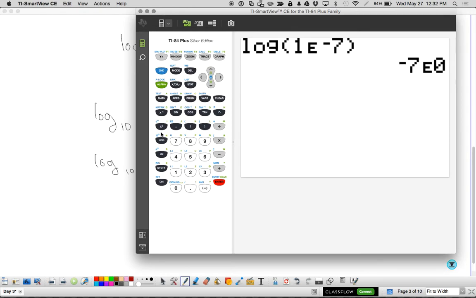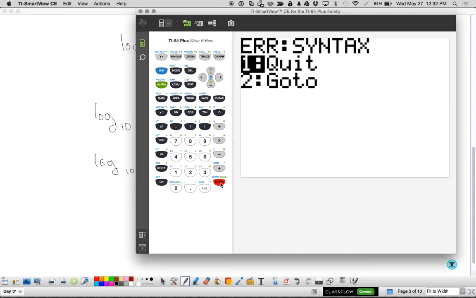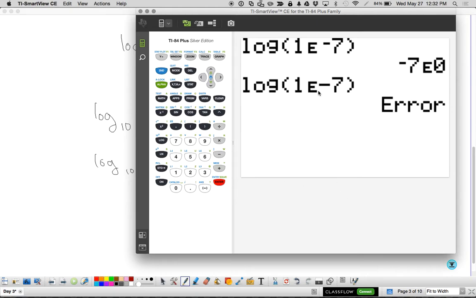Now, what happens if I do this? Log 1E minus 7. Okay, it does not recognize this, the subtraction symbol, as a negative. So you need to make sure that you put the negative in there as the negative, all right? So if you get a syntax error, that's probably where you messed up, all right?